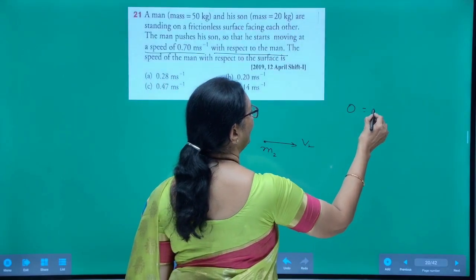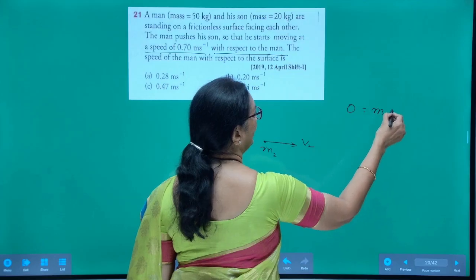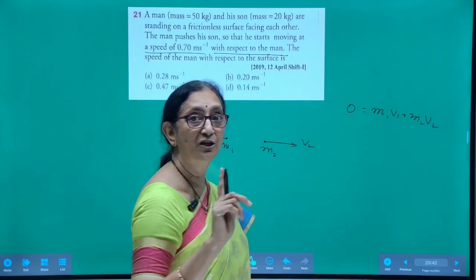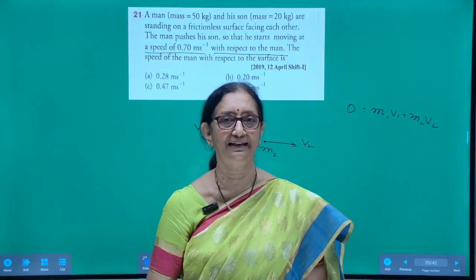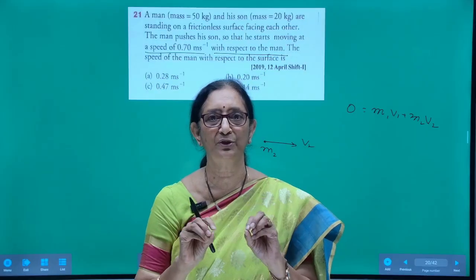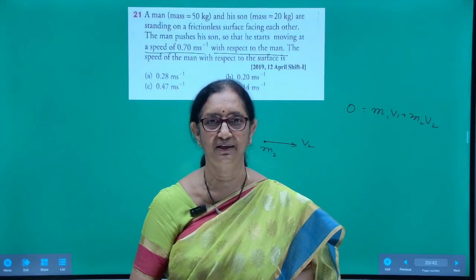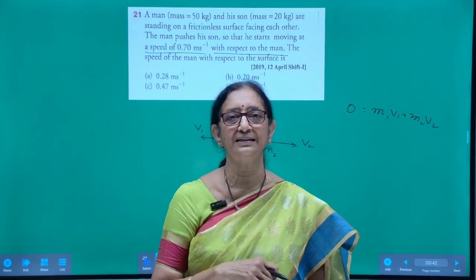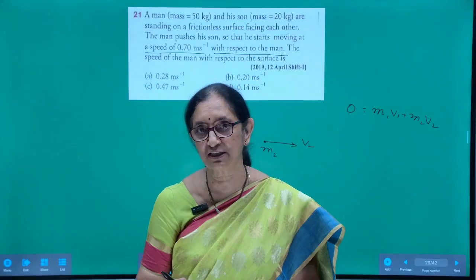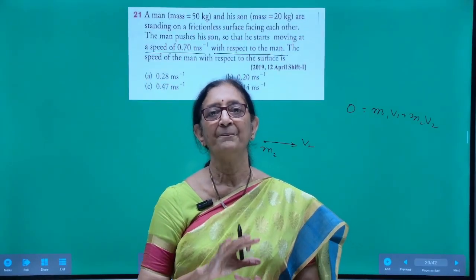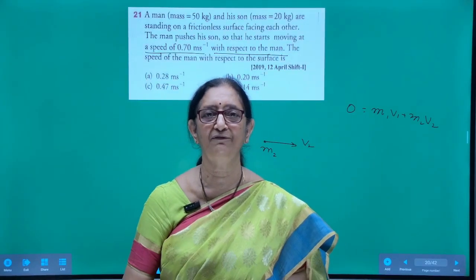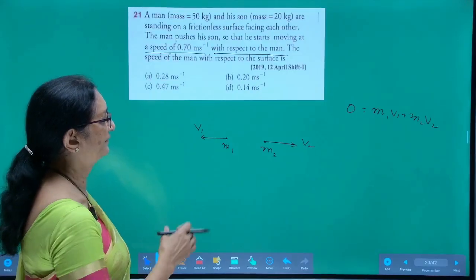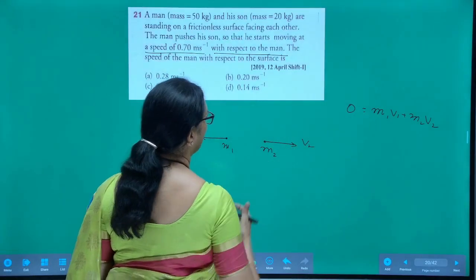So, the total momentum after this is m1 v1 plus m2 v2 because there is no external force acting on the system. The man pushes his son in that direction. So, the man and son form a single system. Force exerted by the man on the son just becomes the internal force. As there is no external force acting on the system, the total momentum after this is also 0.